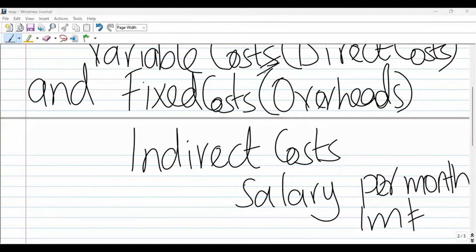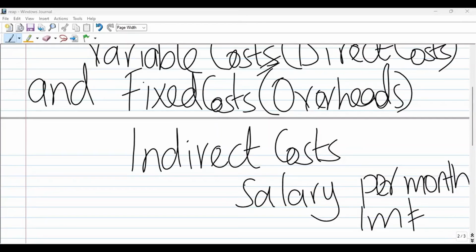So such a cost is not easy to relate. You cannot explain the output of someone corresponding to the money you are paying them. So it is indirect in a way that it is fixed. It is per month. Whether the person works or does not work, you have to pay them the 1 million shillings. So such a cost becomes a fixed cost, and it becomes an overhead or an indirect cost. An indirect cost is not easy to trace.